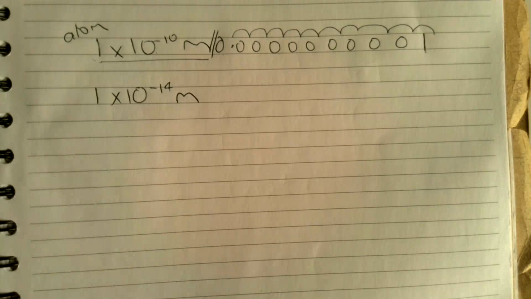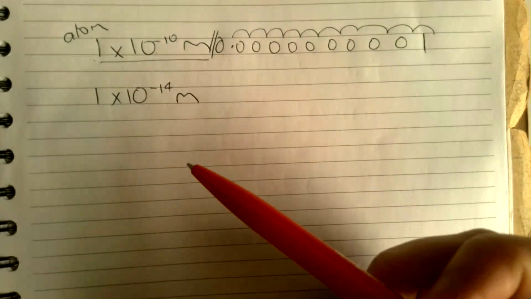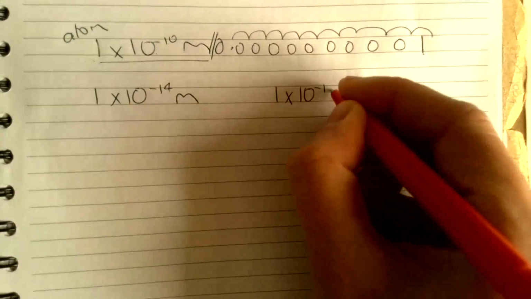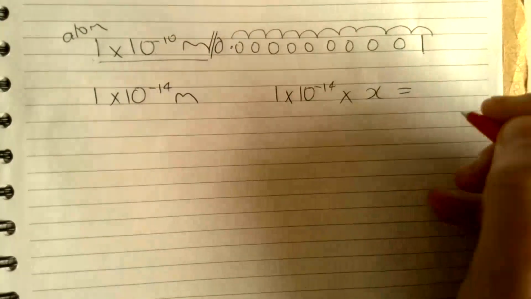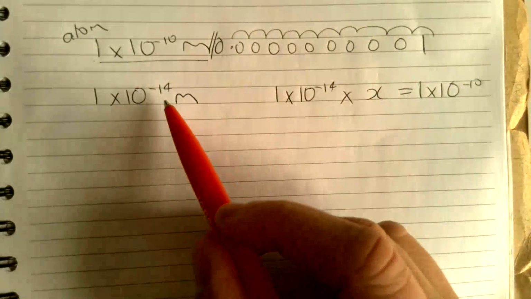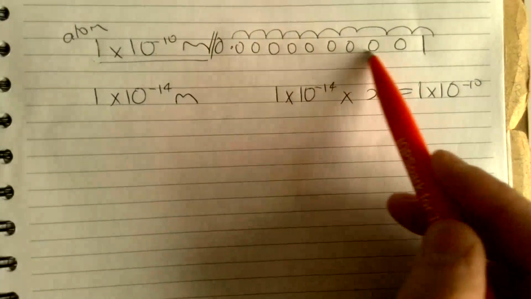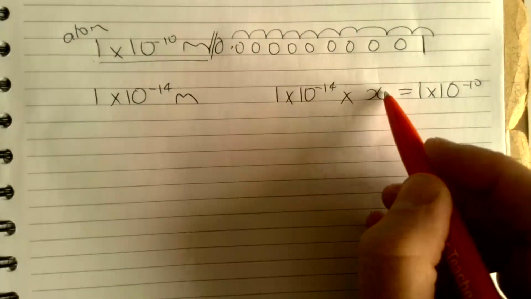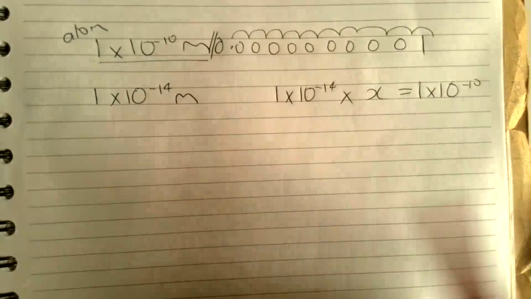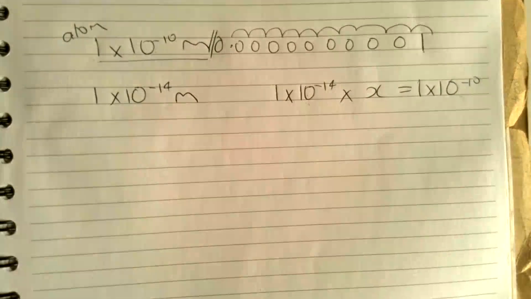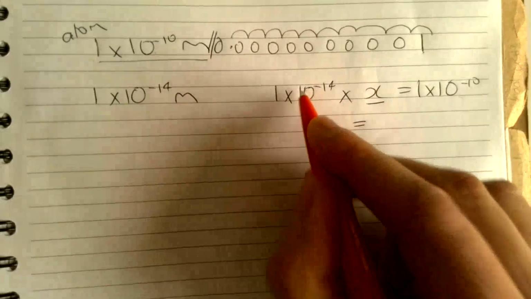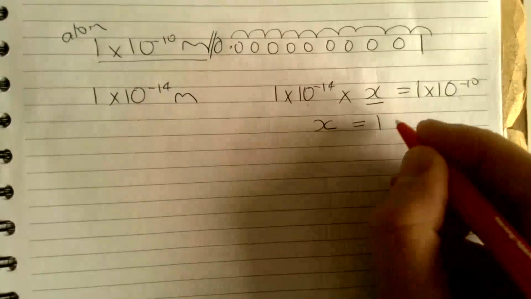So for example, how much bigger is this compared to this? Let us have a look. This is the smaller number. It's going to have the most number of zeros before we get to the 1. We want to know by what factor we need to multiply to get from this number to this number. How much bigger is this number than this number? Okay, so we want to get the x, the factor, on one side. So we divide both sides by 1 times 10 to the minus 14.